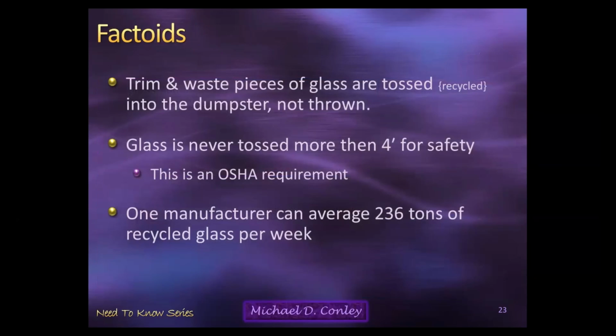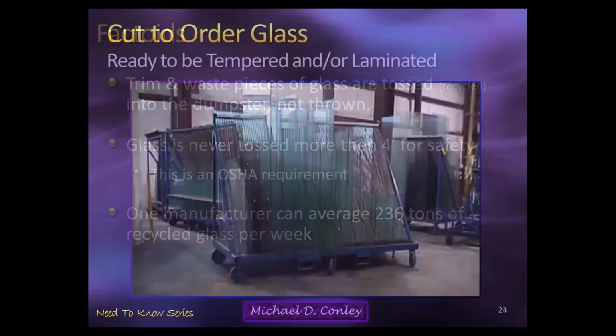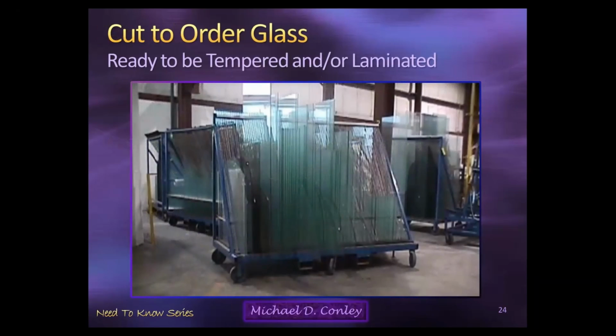Trim and waste pieces of glass are tossed or recycled into a dumpster, not thrown. Glass is never tossed more than 4 feet for safety reasons. This is an OSHA requirement, by the way. One manufacturer can average 236 tons of recycled glass per week. So it's big business. These are panes of glass that are cut to order, ready to be tempered or laminated, whatever the customer requires.